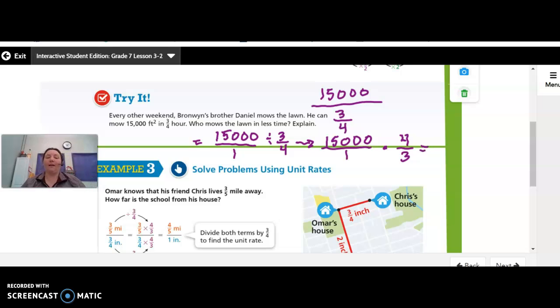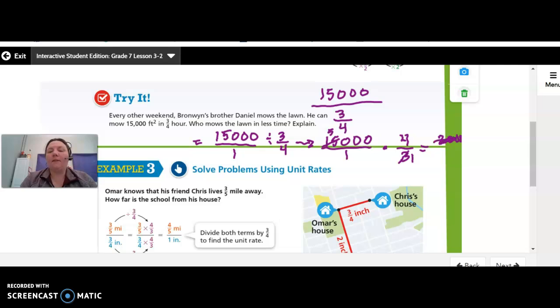Before I multiply this, I'm going to do some simplification. I know that 3 goes into 15 5 times. So 3 divided by 3 is 1, and 15,000 divided by 3 becomes 5,000. Those zeros stay and the 15 divided by 3 becomes 5. Now when I multiply my fractions, 5,000 times 4 becomes 20,000.